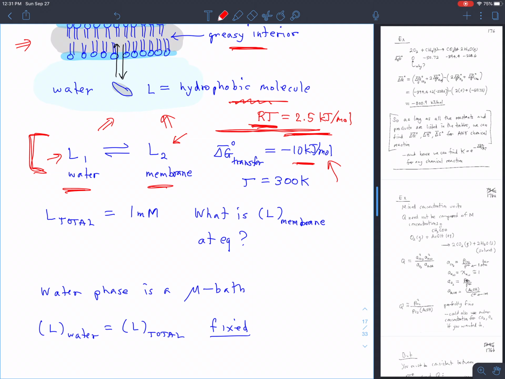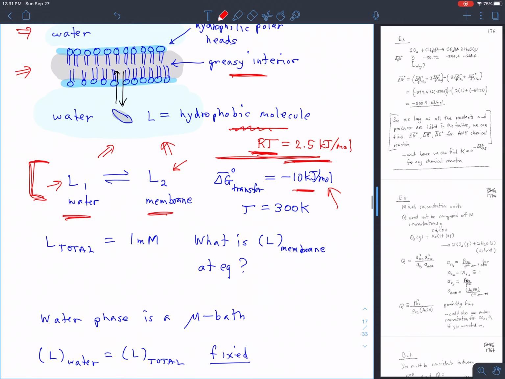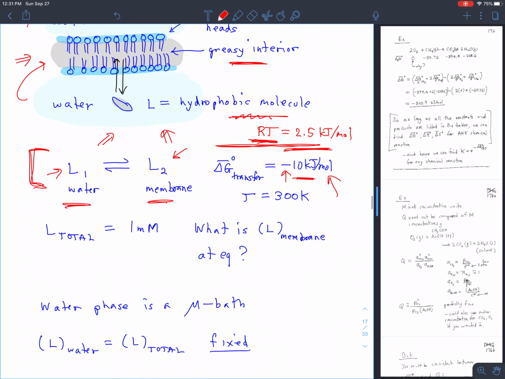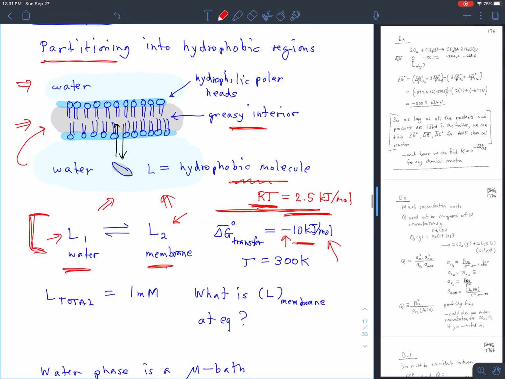So I'm picking a number that's big enough, and also notice that it's got a minus sign, which means it's favorable for the L to go from the water into the greasy interior. So I'm picking values that should mean that at equilibrium, I'm expecting to see a higher concentration of L in the interior of the membrane than out in the water.